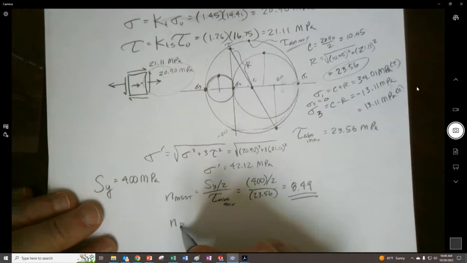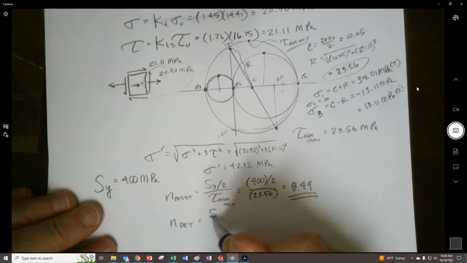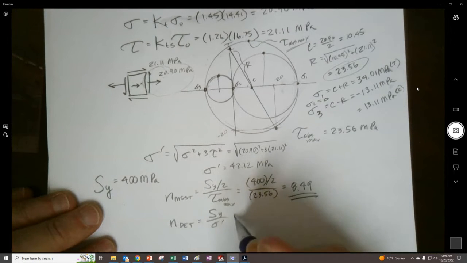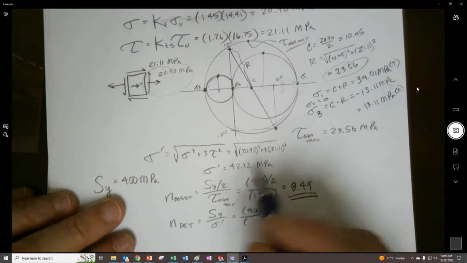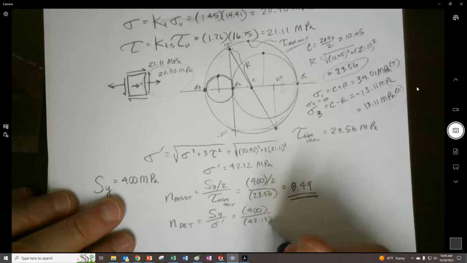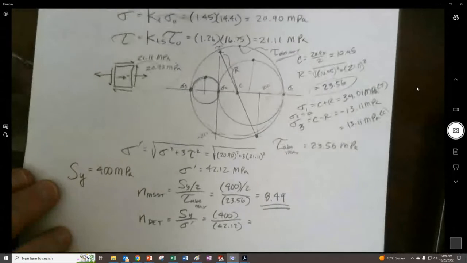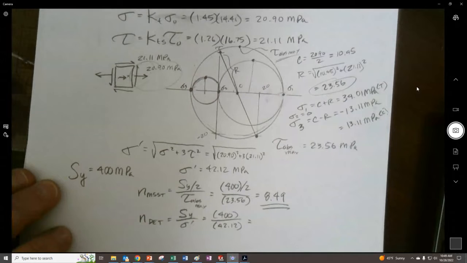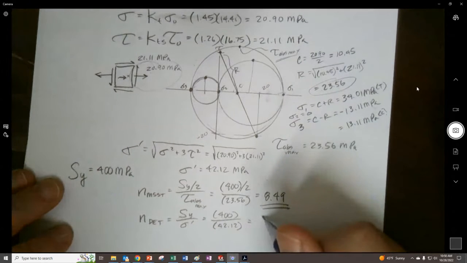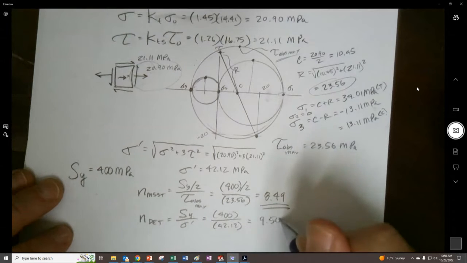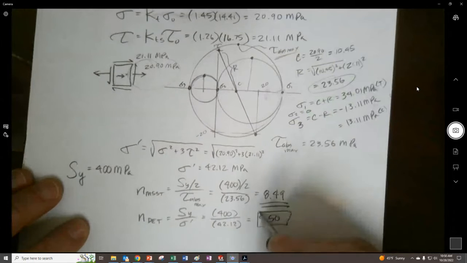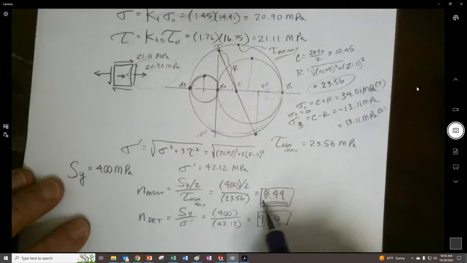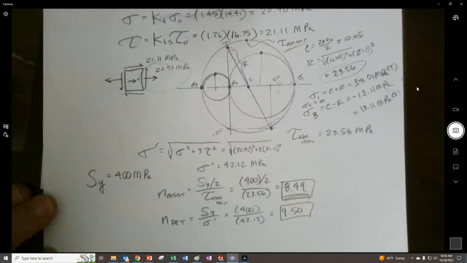And then for distortion energy theory, we have yield strength divided by von Mises stress, or 400 divided by 42.12. So we can expect it to be nearly 10, 9.5, 9.496. Remember, only 2 decimal places, please, for this.